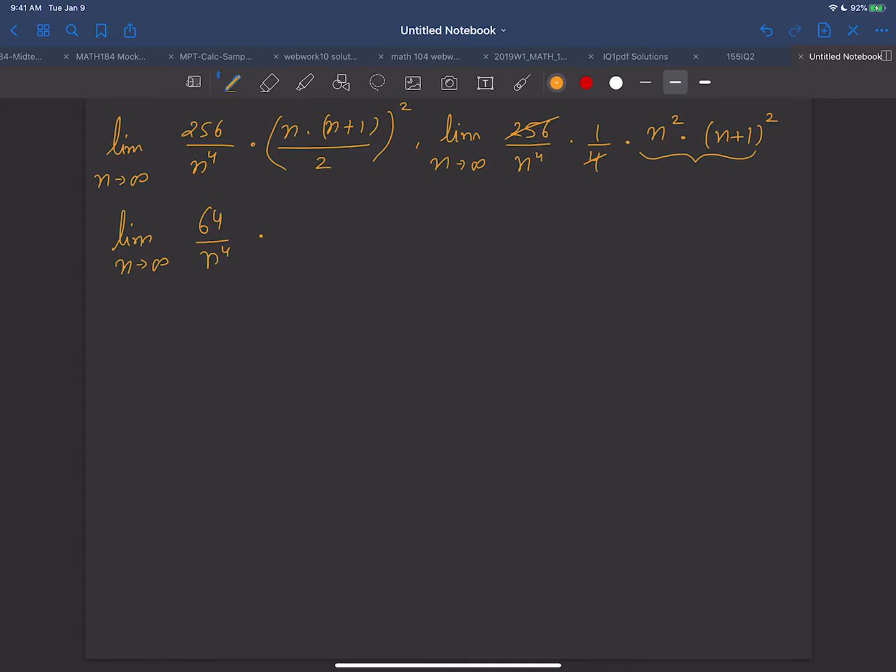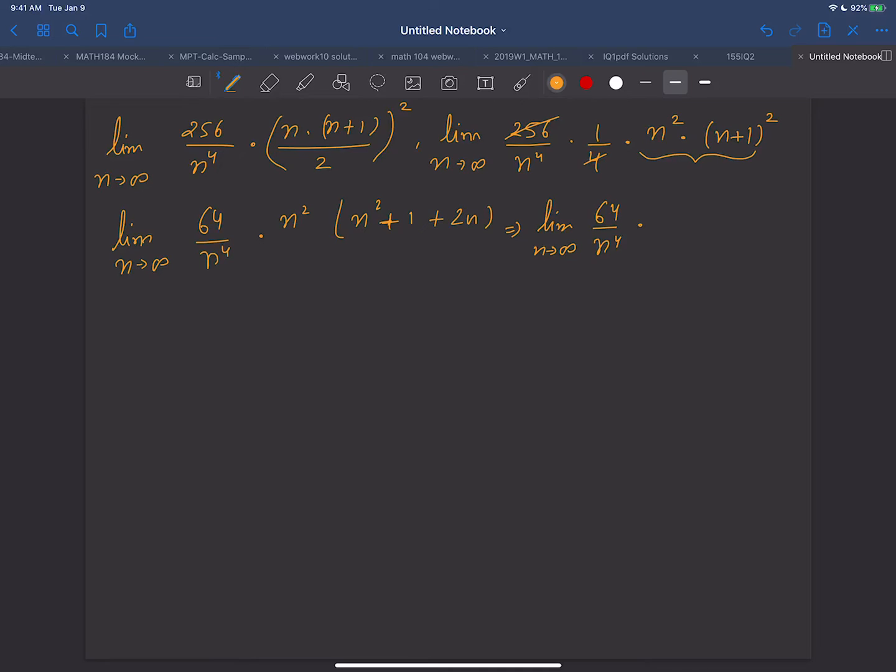And if you're trying to expand this part in pieces, I'll expand the square first. So we're going to have n squared hanging out. So far, we have n squared times 1 squared, which is 1, plus 2n. Good. And I'm going to make this n squared go inside and be multiplied with the whole thing, so I can get a better factor. So still we have a limit, n going to infinity, of 64 divided by n to the 4.